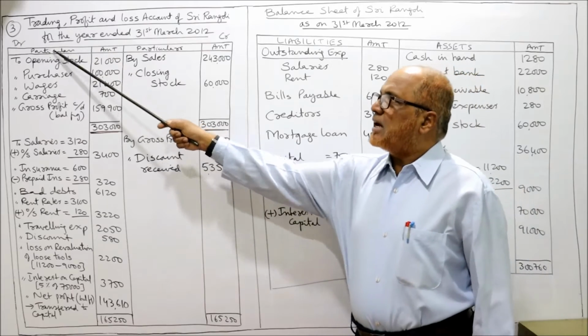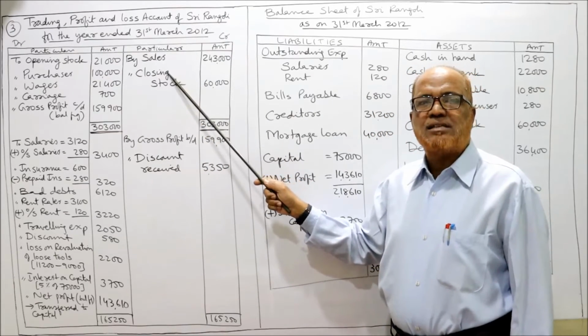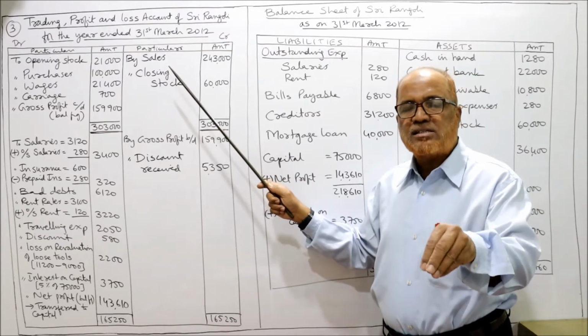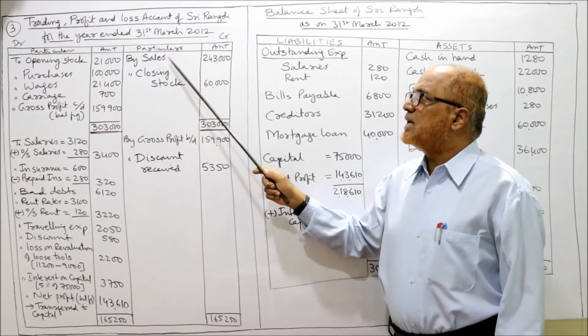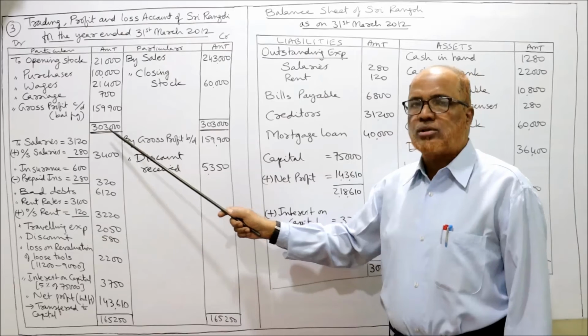Now, debit side, credit side, particulars, amount. Credit side I have taken sales. There are no sales written in this problem. If there were sales written, we would have deducted. Now, sales I have taken directly out of column. Closing stock 60,000. Take the total, 3,03,000.